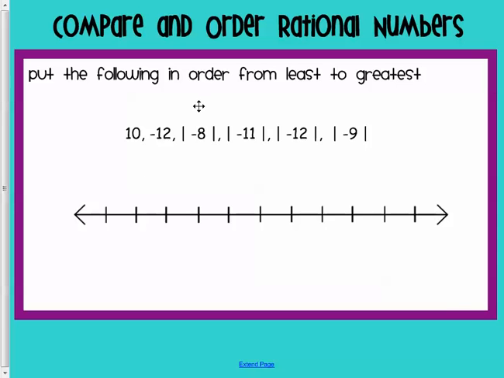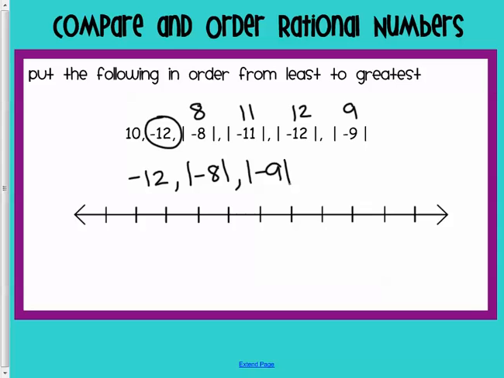Okay, so first step is to make sure that you change all of the absolute values to their simplified form. -8 is 8 away, and so on and so forth. Okay, then let's look at which is my only negative. -12 is the least. Okay, then would come the absolute value of -8. Then would come the absolute value of -9. And then just 10, then the absolute value of -11, and lastly the absolute value of -12.